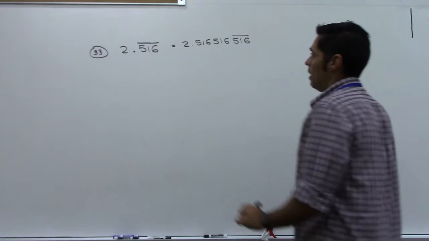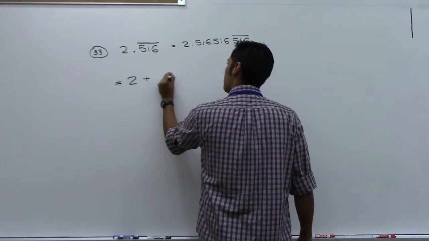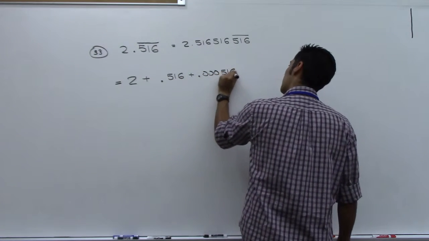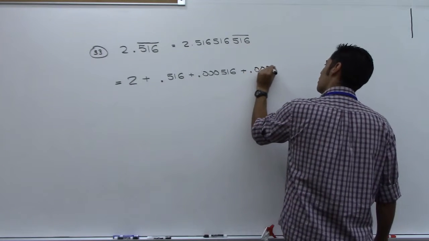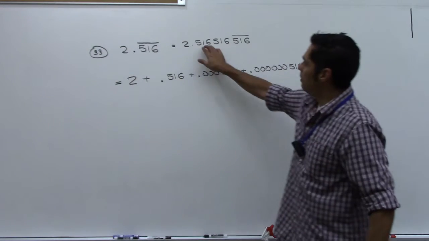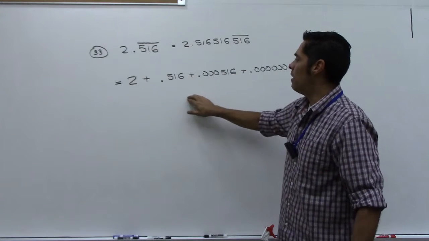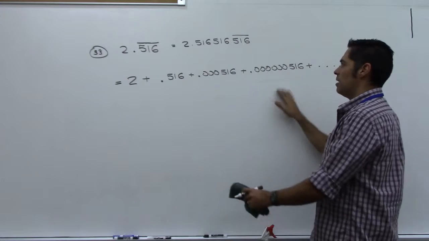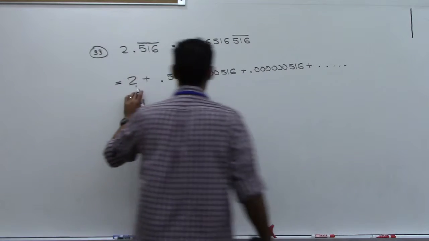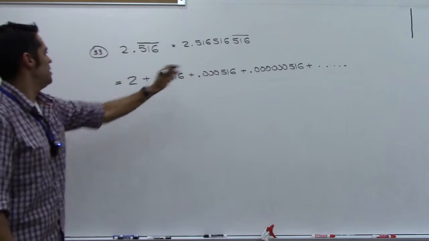Well, how about this? Isn't this 2 plus 0.516 plus 0.000516 plus 0.000000516 plus keep going. So I get the first 516 here, then zeros there, 516. So if I put those two together, I'll get 0.516516. And then when I put it together with this, I'll get 0.516516, and then I keep doing that. The 2 out here is not really following the pattern. So I just peel it off, right? That's 2 plus this decimal.